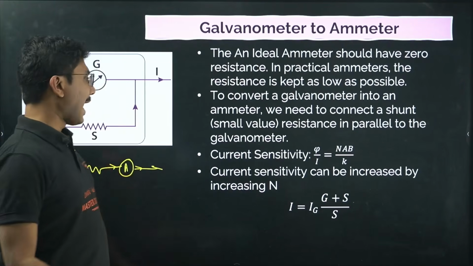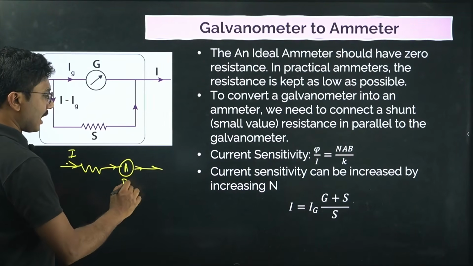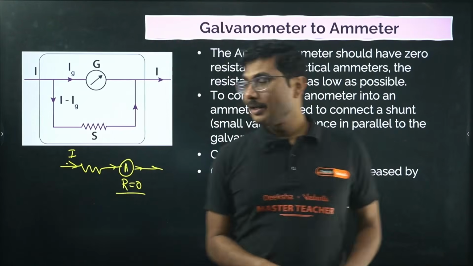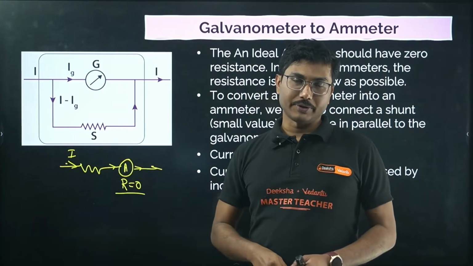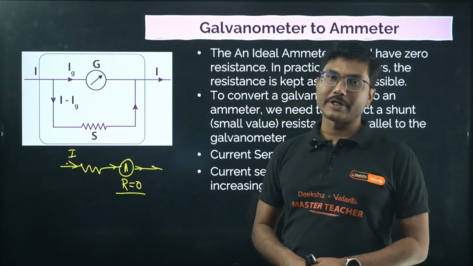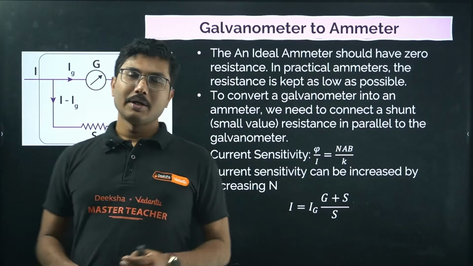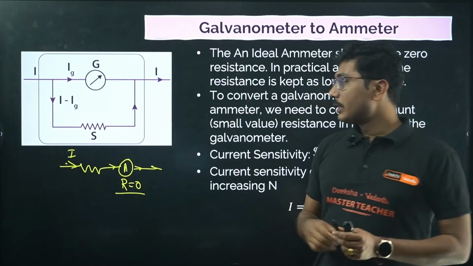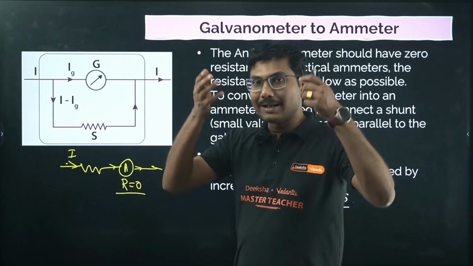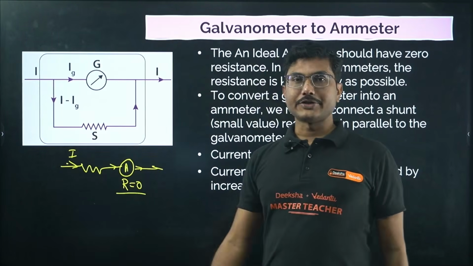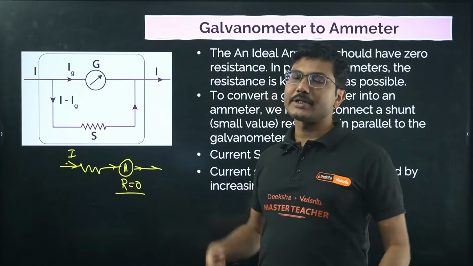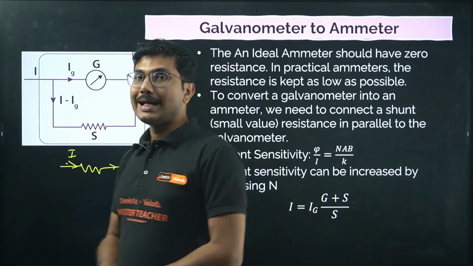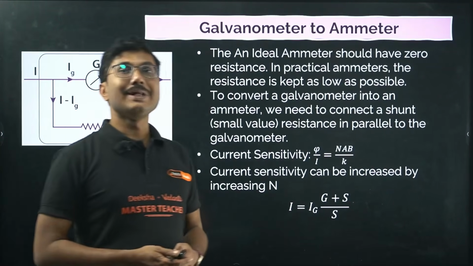Now ideally an ammeter should have zero resistance. An ideal ammeter should have zero resistance, so it does not affect the original current which is passing through it. It should not affect the original current which is passing through the ammeter, right? But if the ammeter has a high resistance of its own, then when you put the ammeter in the circuit, the current decreases because the overall resistance of the circuit increases. In a series combination, resistance gets added. So if the ammeter itself has a higher resistance, then the total resistance of the circuit will increase.